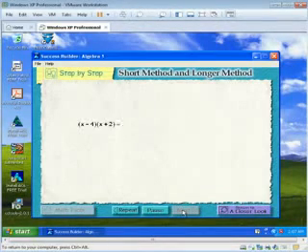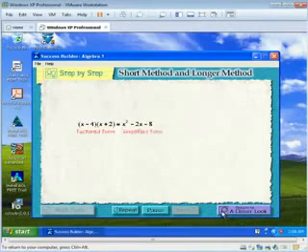The quantity x minus 4 times the quantity x plus 2 is in factored form. The quantity x minus 4 and the quantity x plus 2 are factors. Remember, factors are any numbers that are being multiplied. The numbers x minus 4 and x plus 2 are being multiplied.